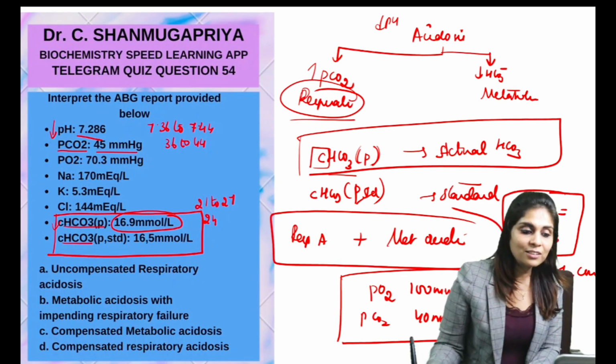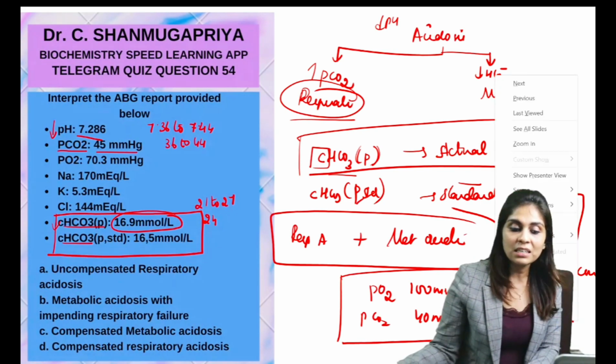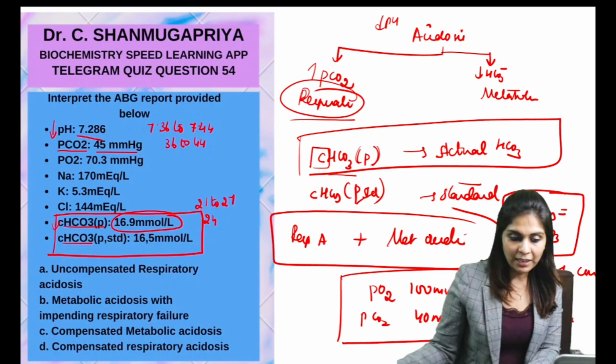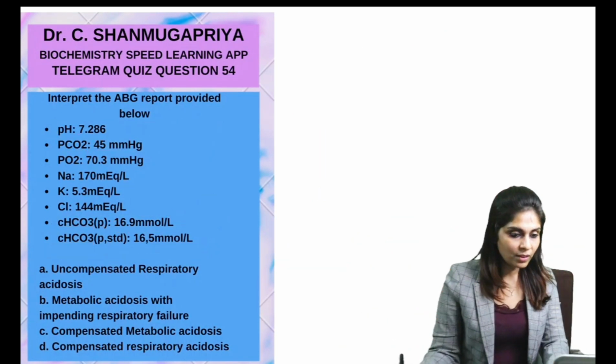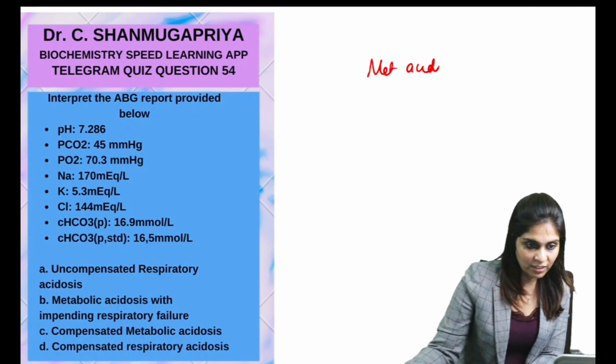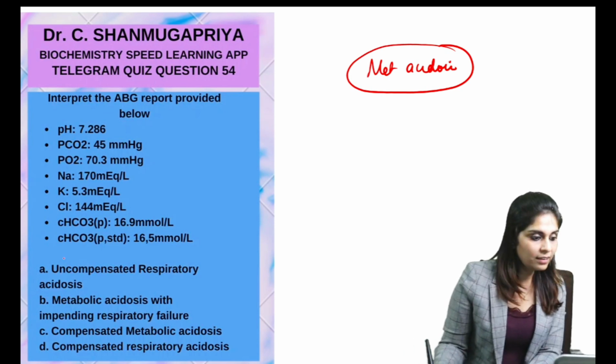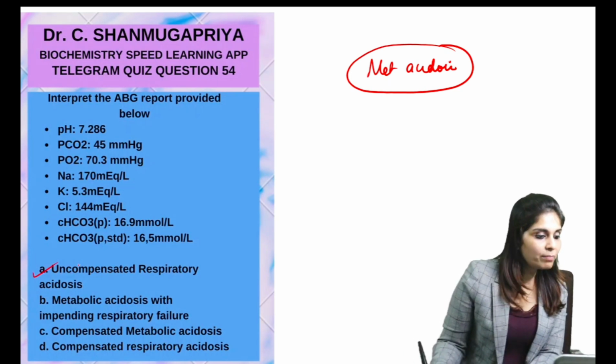So this tells you that it is a metabolic acidosis. It's not a respiratory acidosis. It's a metabolic acidosis. Okay. Now that we have understood that it's a case of metabolic acidosis, we are going to rule out choices one by one. Do you think it can be choice A or choice D?